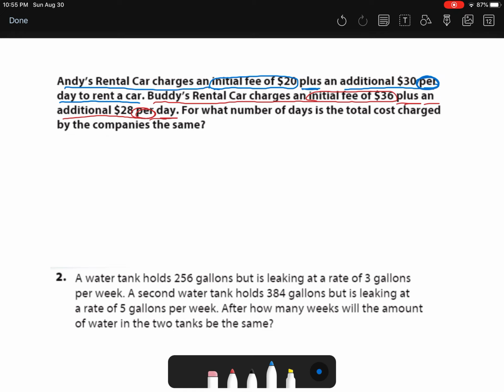So for Andy's, your initial fee is $20 plus $30 per day. So I'm going to use D for day. And per, that means 30 gets the variable. It's times. 30 per day. And then Buddy's is an initial fee of $36 plus an additional $28 per day. And the question says, for what number of days is the total cost charged by the companies the same? And we've talked about when it says the same, you put both companies equal to each other and you solve.